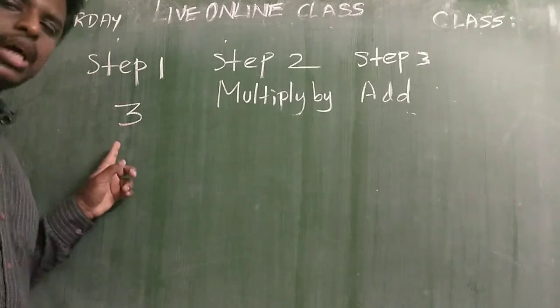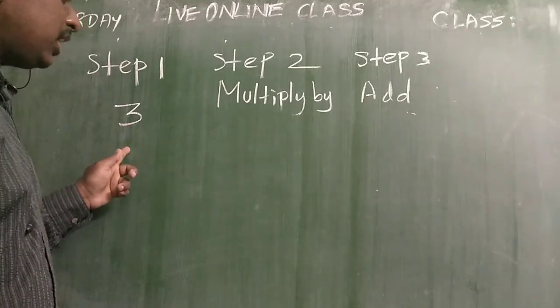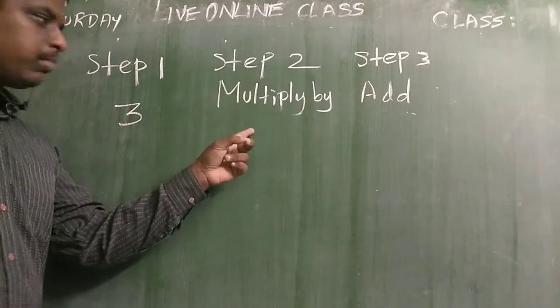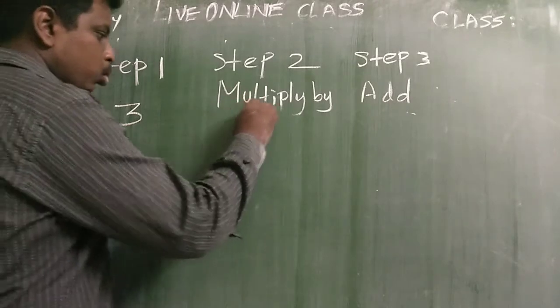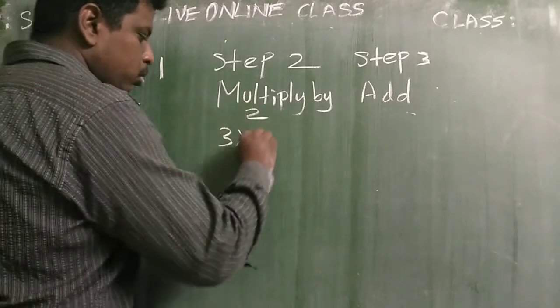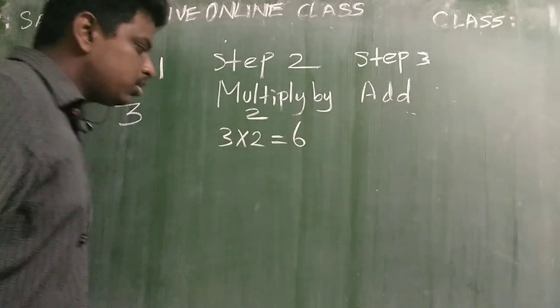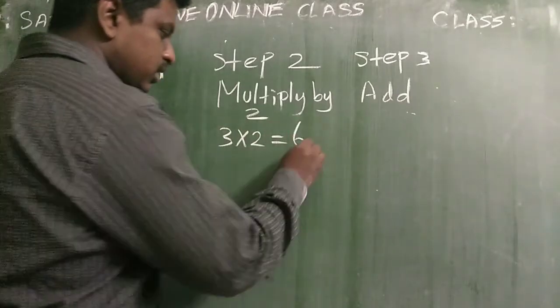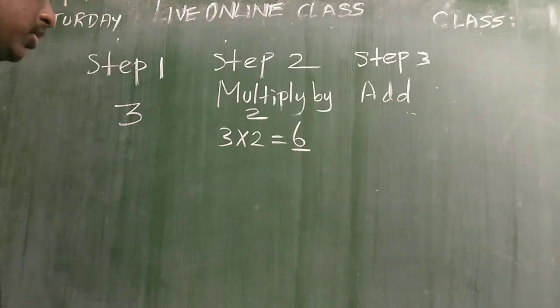Now in the first step I am considering my original number, 3, and in the second step I am just multiplying the 3 by 2. So 3 into 2 is equal to 6. So this is my primary answer. The 6 is my primary answer.